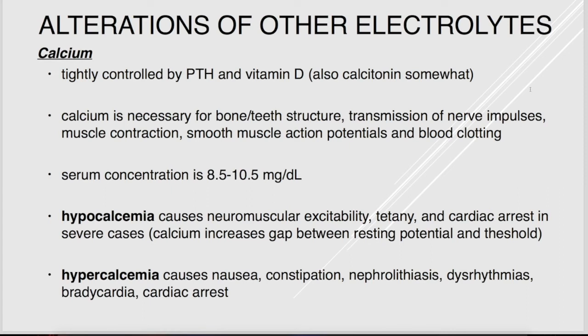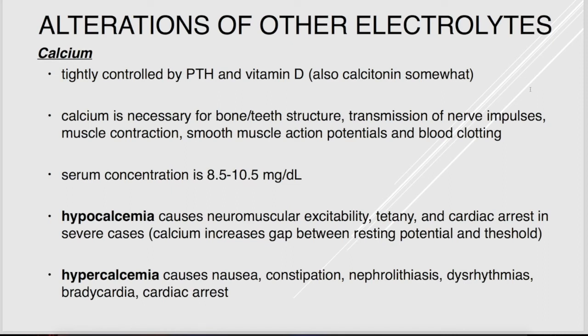Now, calcium, we need it for our bones and our teeth, but we also need it to communicate between neurons. We need it to clot our blood. We need it for smooth muscle contractions. We need it for skeletal muscle contractions. Calcium is very important, okay? And it's kept in very, very low concentrations inside the cell. Outside the cell, or in the blood, we find it between 8.5 and 10.5 milligrams per deciliter.